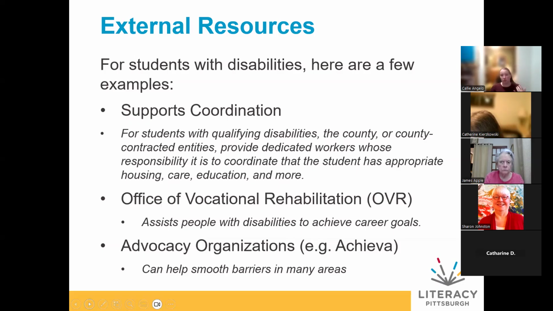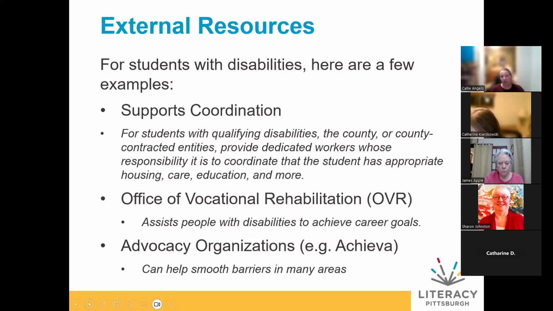Another common resource is the Office of Vocational Rehabilitation, or OVR. OVR assists people with disabilities to achieve their career goals. That can be providing funding for school, job coaching, or guided employment scenarios. They have a number of different options. And related, but kind of a sister organization, there is also a department for blind and deaf services that can also assist with career scenarios, including accommodations at work as well.